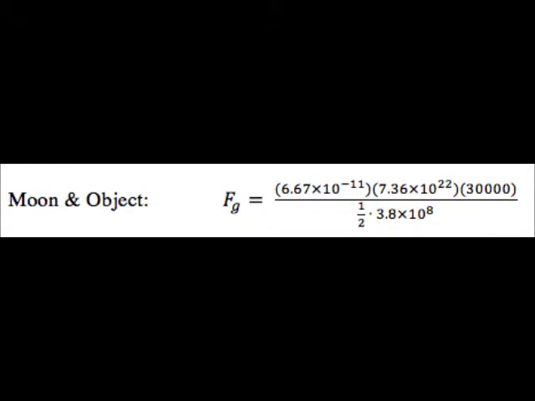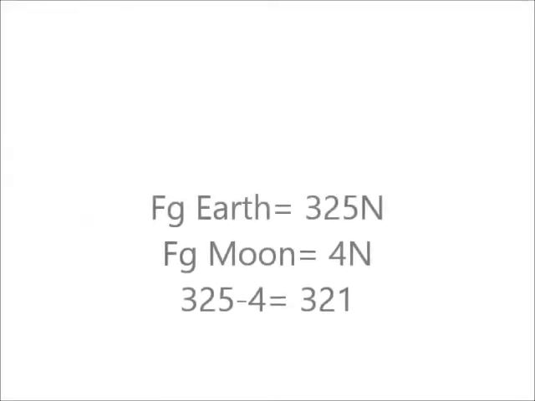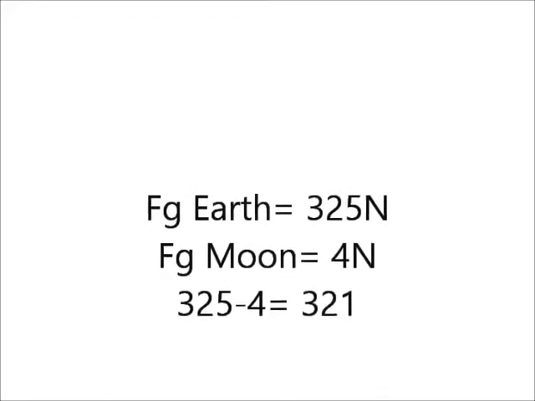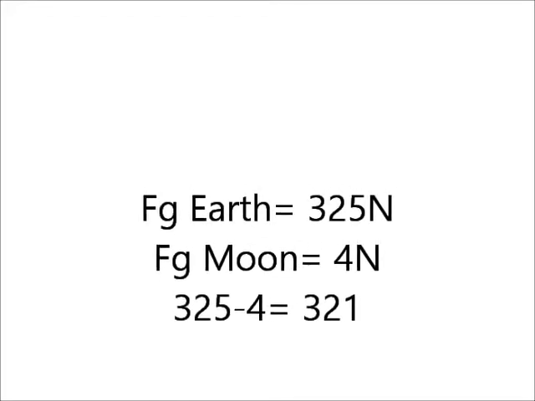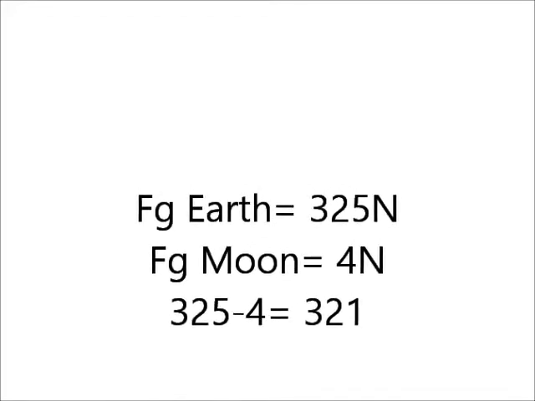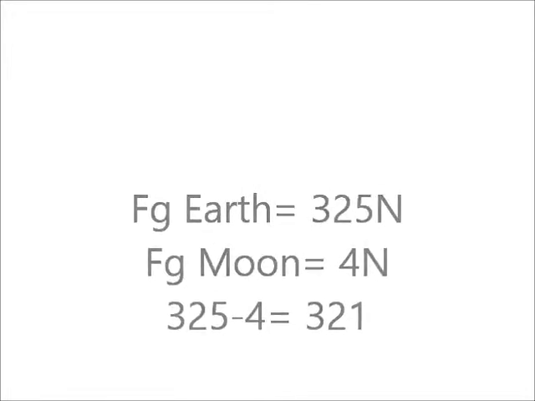Then we do the same thing for the Moon, plugging in the same radius but changing the mass of the Moon, and then solving for the force of gravity. After solving both equations, we get the force of gravity the Earth exerts on the spaceship as 325 newtons, and the force of gravity the Moon exerts as 4 newtons. Subtracting one from the other, we get 321 newtons of force.